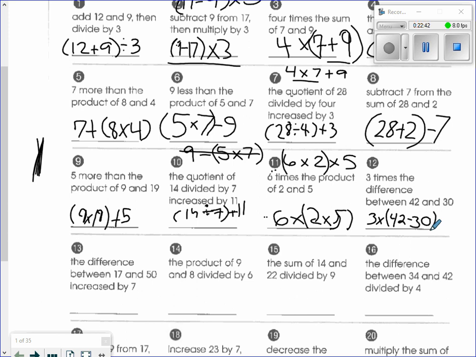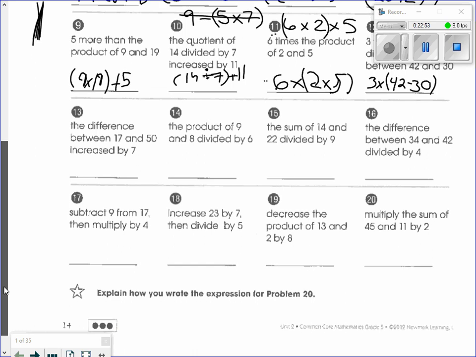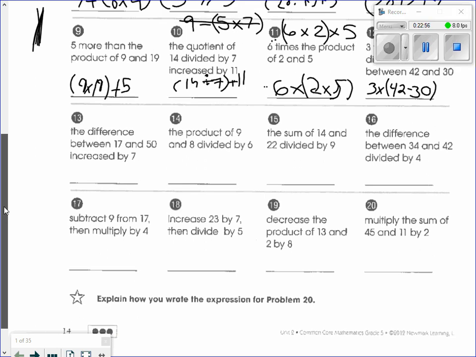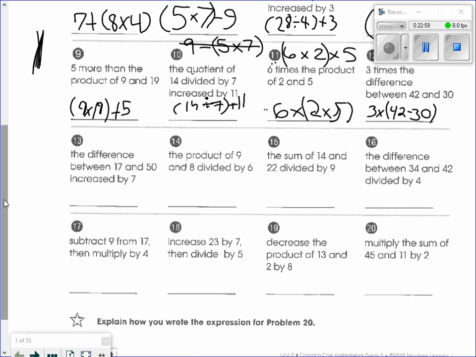Good. 3 times the difference, which means subtract 42 and 13. I'm flinging, I'm flailing. The difference between 17 and 50 increased by 7. Whoever I pull, hopefully you got this far because I was telling you to go all the way to 16. The difference between 17 and 50 increased by 7. That one's a little bit more complicated. Hopefully you wrote it right. And luckily I pulled Quinn, who was sitting there raising his hand.